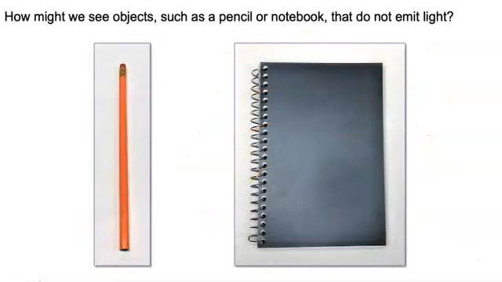How might we see objects such as a pencil or notebook that do not emit light? Well, we can't see objects such as pencils or notebooks in the dark, so I know we need light to see them. But objects such as pencils and notebooks block light. Let's investigate how a light ray can help someone see an object that does not emit light.